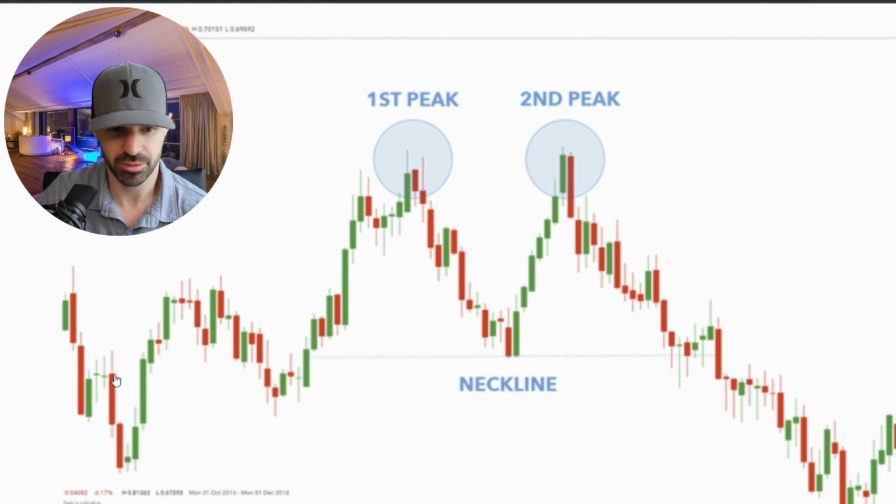So you'd have price rising up here, puts in a high, gets sold off, bounces on the neckline here, and buyers come back in and they try to push the price up higher, but they just can't keep the momentum, puts in a double top, and then it just completely sells off.